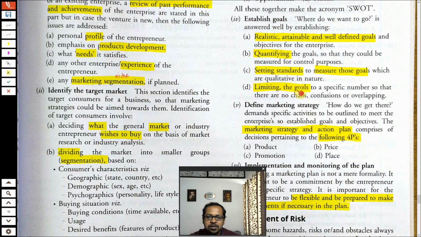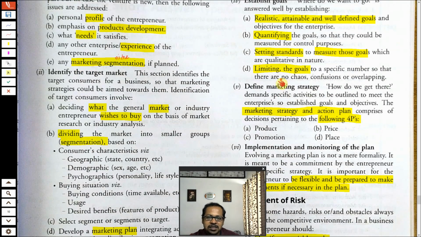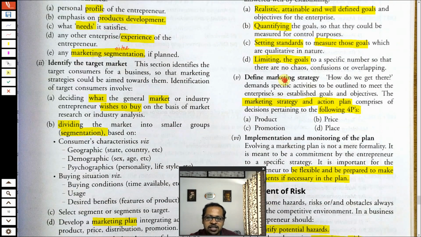Then you should have limited goals rather than setting many goals which will create confusions or it will overlap. You should have limited goals so that you can achieve it properly, easily, with convenience and with focus. So power of less, as people say, is very important. It will channelize your efforts and energy. Then after you have set the goals, the next stage is to define the marketing strategy. Now to achieve those goals you need some strategy. How do we get there?